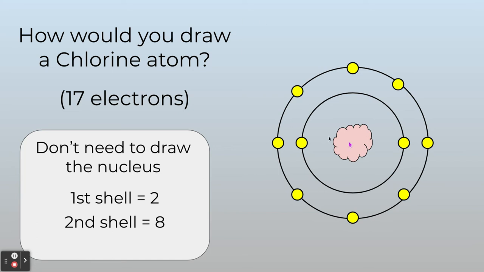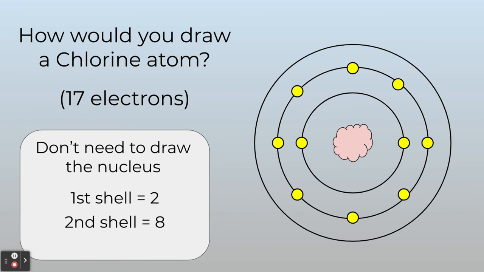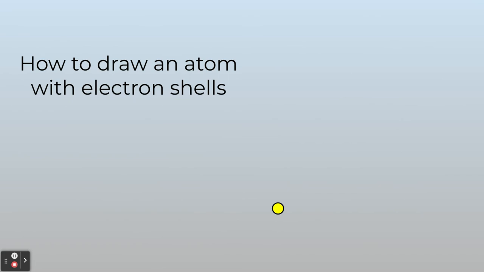But we still only have 10 electrons. We need to put 7 more on our atom. So then you would go to the third shell and you would draw 7 electrons. Okay, so you wouldn't draw 8. Even though this last shell can hold up to 8, you only need 7 more. So we have 17 total electrons.